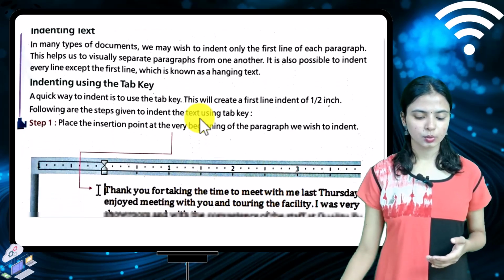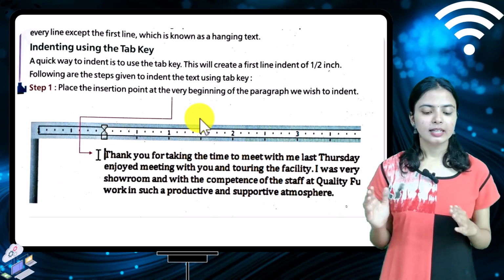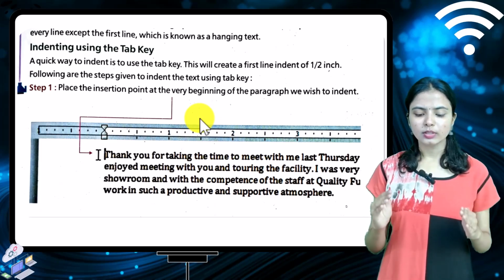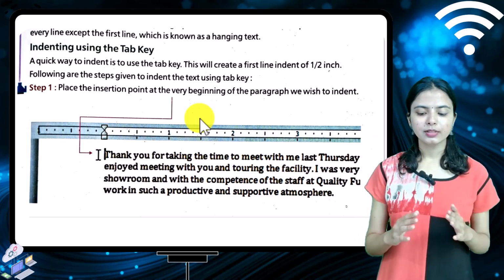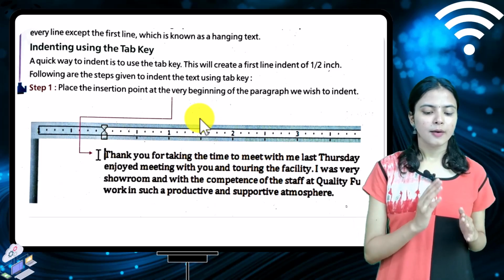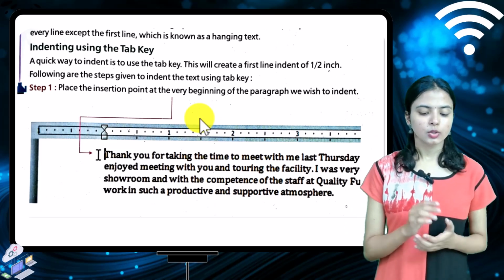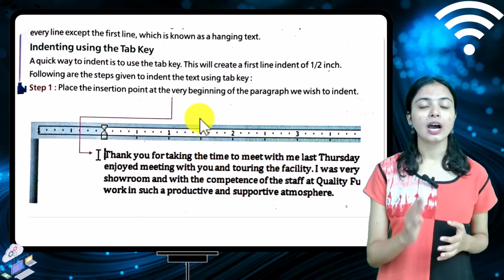Okay students, so next is indenting using the tab key. A quick way to indent is to use the tab key. This will create a first line indent of half an inch. Following are the steps to indent text using the tab key. So we will use the tab key to indent our first line.